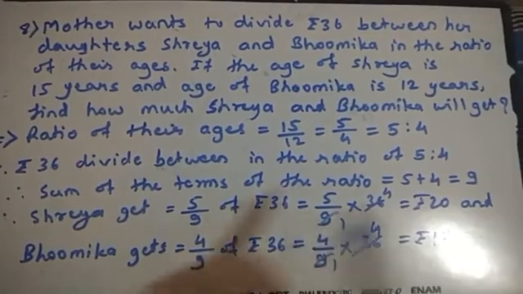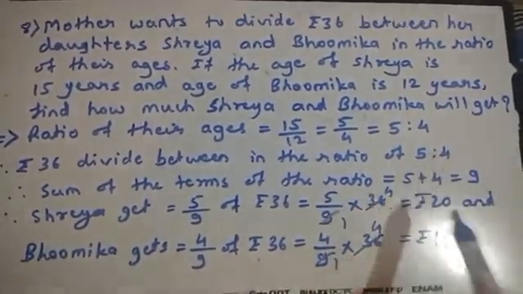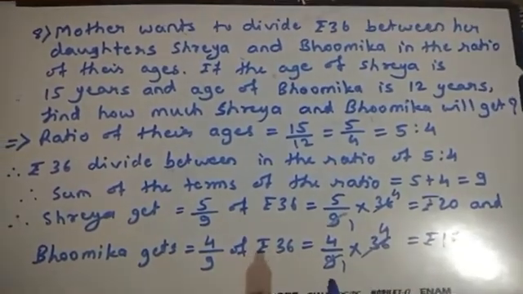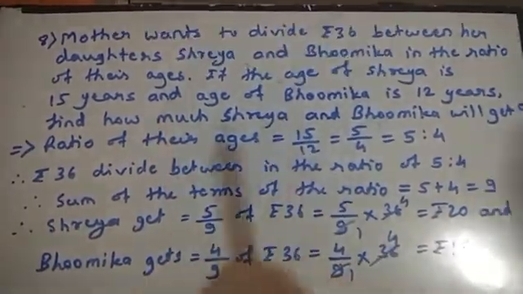Therefore in the ratio of 5:4, as per this ratio, Shreya will get 20 rupees and Bhumika will get 16 rupees. So in this way we can divide any number in terms of ratios.